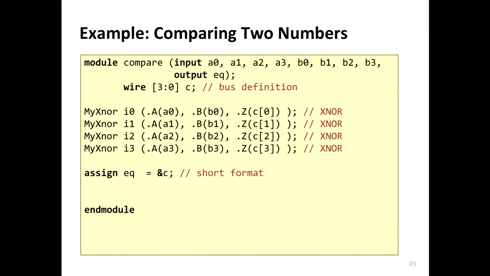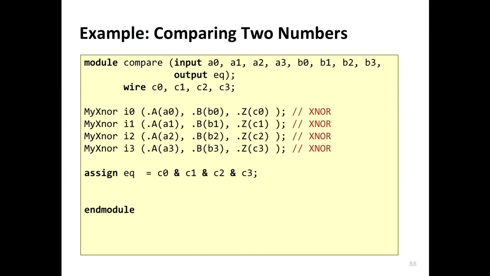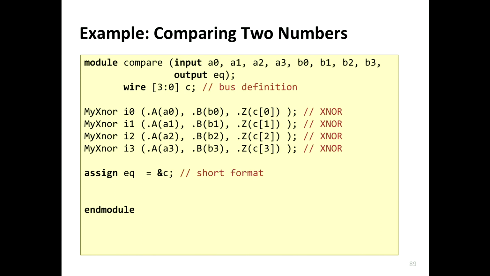So instead of doing C0 ampersand C1 ampersand C2 ampersand C3 in individual wires like how we do it, what you can do is actually do a bus definition here. So you can make C a 4-bit bus. And then what we are trying to do is exactly a reduction operator. You're trying to AND every bit of the bus with itself. So you have equal to ampersand of C, and it's a short format.